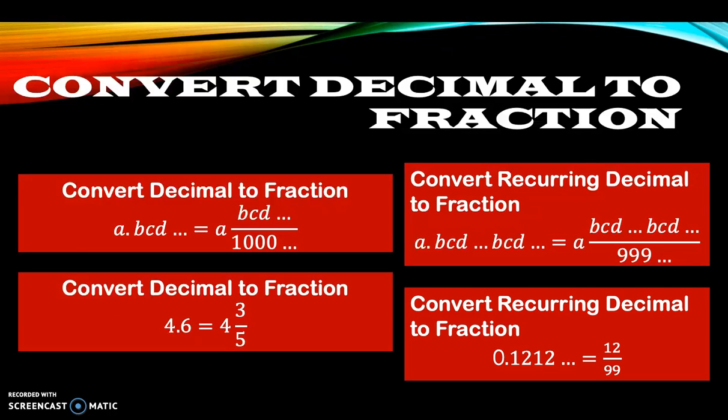For example, 0.1212 so on that keeps on repeating is 12 over 99. The number that's being repeated after the decimal is the 1 and 2, so 12 will be in the numerator. And because two numbers are being repeated after the decimal, we have 99 in the denominator. Also, 12 over 99 can be simplified to 4 over 33.